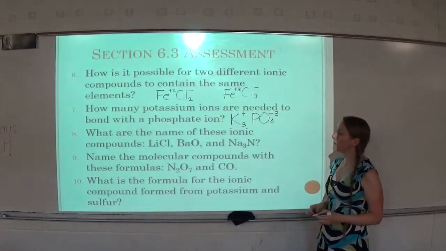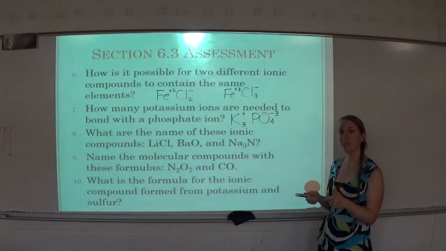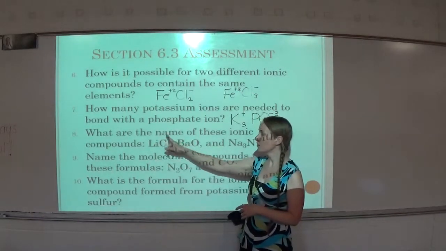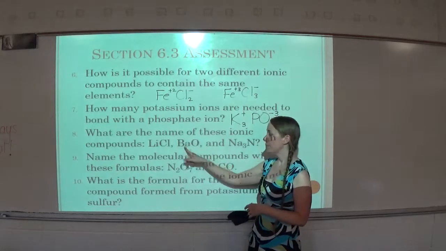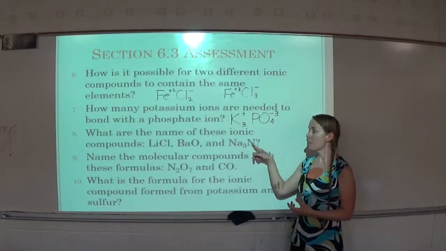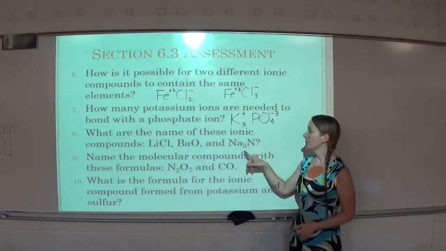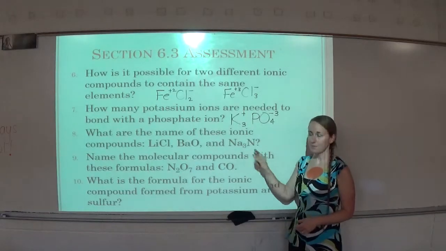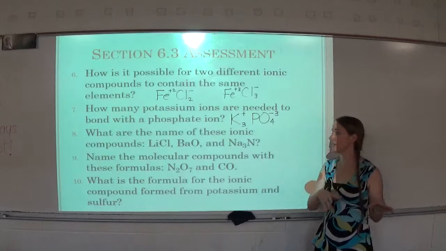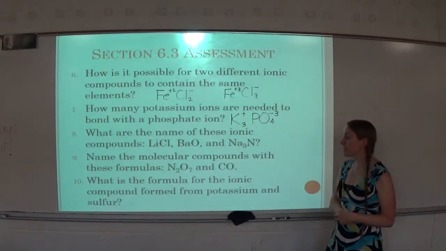Number 8, what are the names of these ionic compounds? Well, remember, we keep the first element the same, we change the second element to "-ide." So this would be lithium chloride, barium oxide, and sodium, what is nitrogen when you add "-ide"? Nitride. Okay, sodium nitride. So when you're naming your ionic compounds, just name the first element and add "-ide" to the second element.